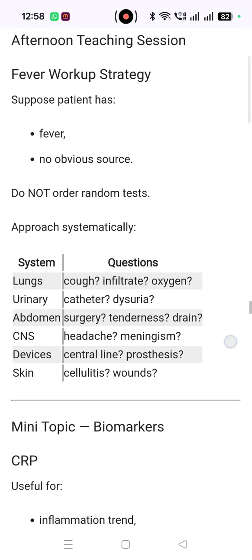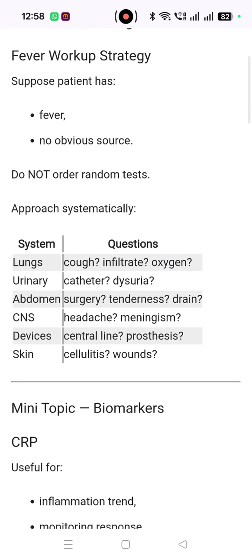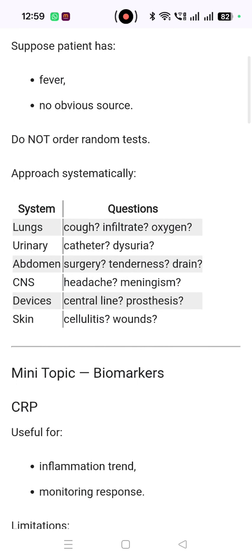Now, after the break, you will see how you should work up a fever. Suppose the patient is having fever and you are unable to find the source, do not order random tests, approach systematically. If the person is having cough, infiltrate, or oxygen levels going up and down, then you should test the lungs. If there is a catheter, or the person is complaining of dysuria, then send the urine and look for urinary infection.